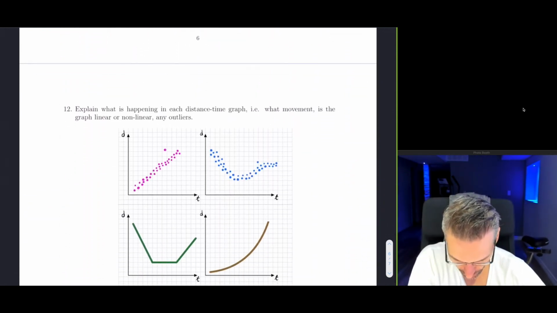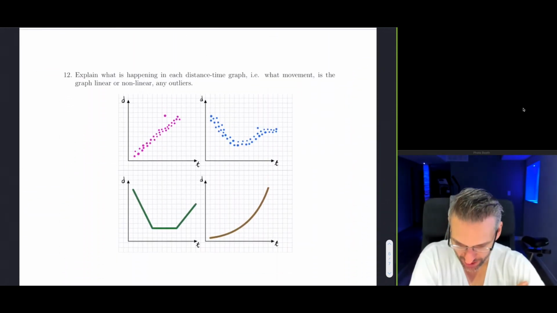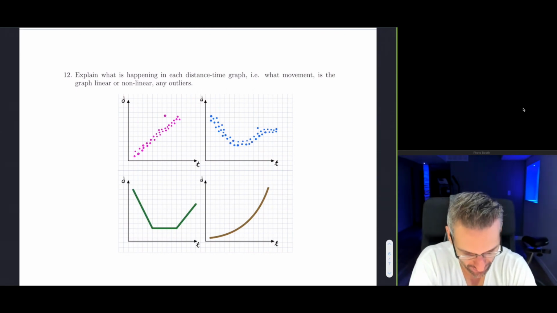And now for question 12, which is the last question: explain what is happening in each distance time graph. So what movement is in the graph, linear or non-linear, any outliers?